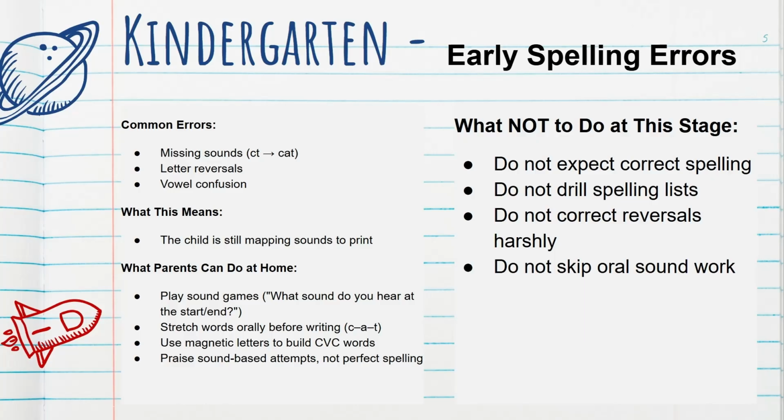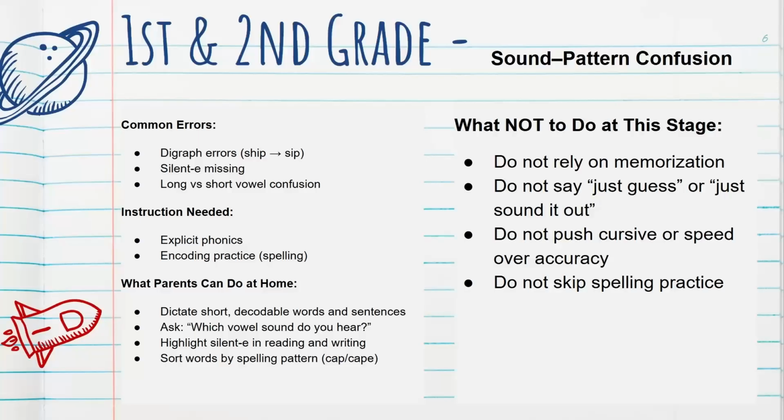Now, what you do not want to do at this specific stage is focus on correcting spelling. Do not drill spelling lists. Do not correct reversals harshly. You can do it in a nice way. And do not skip the oral language sound work, because oral language is that strong foundation for reading, writing, spelling, thinking.